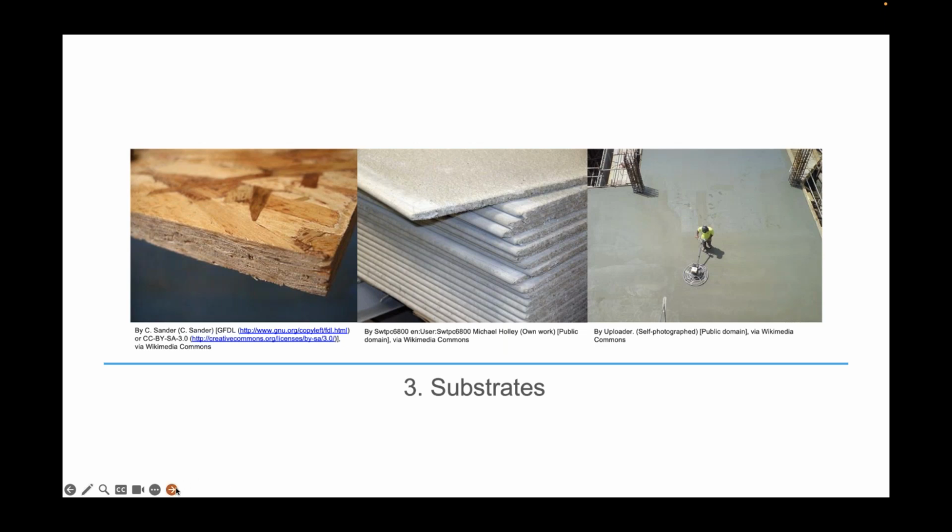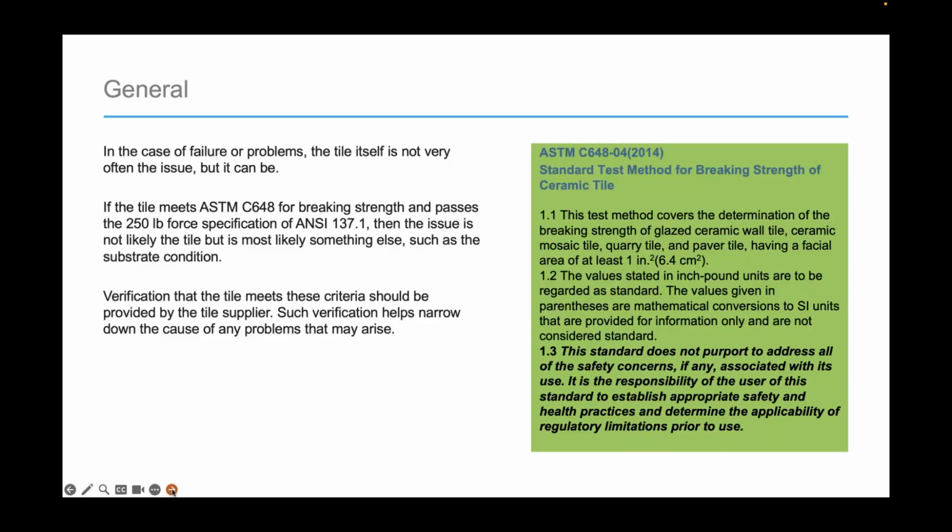All right, we'll go to substrates. In the case of failure or problems, the tile itself is not very often the issue, but it can be. If the tile meets the ASTM C648 for breaking strength and passes the 250-pound force specification of ANSI A137.1, then the issue is not likely the tile, but is most likely something else, such as the substrate condition. And on the right, you'll see the standard test method. Verification that tile meets these criteria should be provided by the tile supplier. Such verification helps narrow down the cause of any problems that may arise.